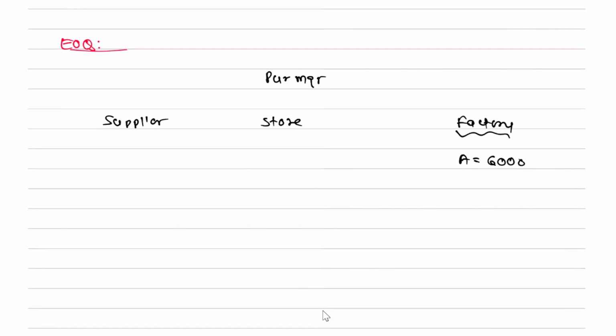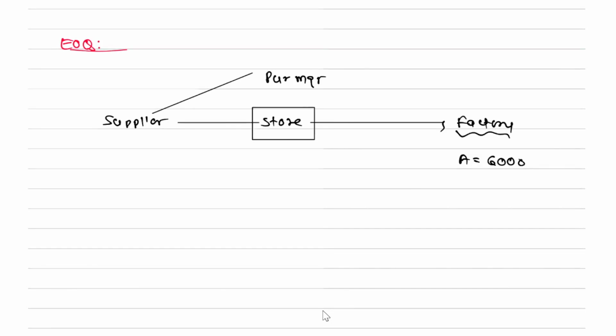But the question arises how we should place the order. All the 6,000 units, it directly does not come. Purchase manager will place order with the supplier, and supplier will send those goods where, in the store. Then from store, it will go where, in the factory. Do you understand this? Yes. Now, in the store, the question arises, here is a purchase manager. Now he is in doubt what to do.